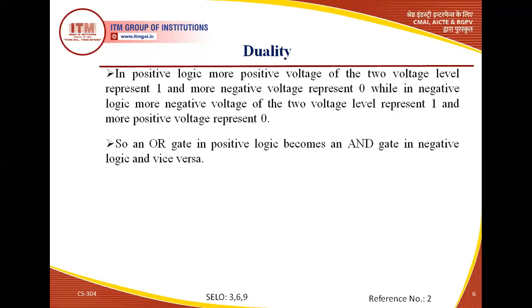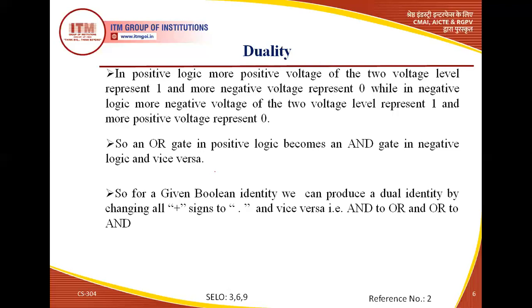We can also say that an OR gate in positive logic works as an AND gate in negative logic. That means if we have the function of an OR gate in positive logic, then it will be converted into AND gate logic in negative logic, and vice versa. That means AND logic is converted into OR logic.